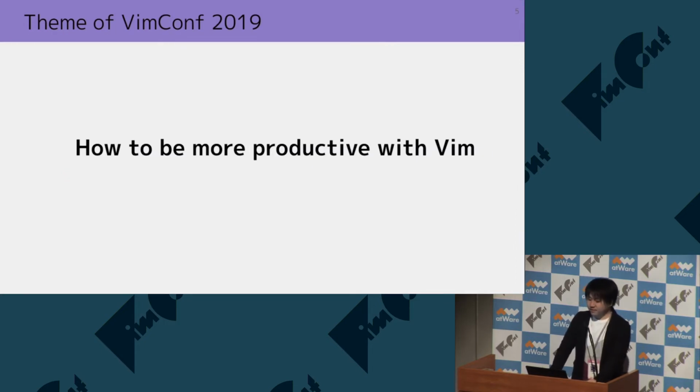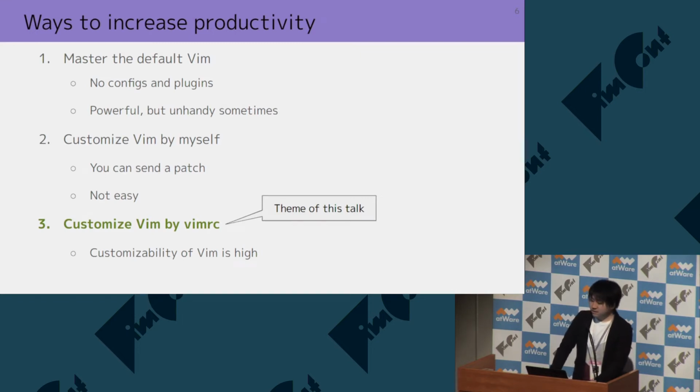Okay, let's review the theme of this year. That is how to be more productive with Vim. I have interpreted it as increasing the ability to write code with Vim more effectively. So there are 3 ways, I think. The first one is to master default Vim, and default here means no configs and no plugins. Default Vim has many features, but it is unhandy sometimes.